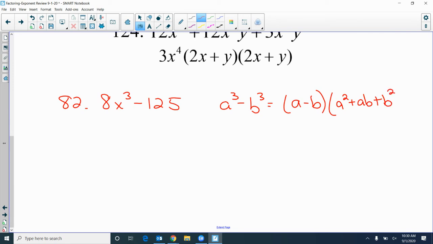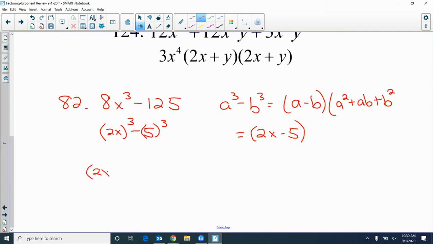All right, what's your a and what's your b? What cube gives you 8x to the third? A few of you just put down the 8x. You remember, you got to think entire quantity. So 2x to the third will give me 8x cubed. And then what's going to give me 125? 5. And so my a minus b is 2x minus 5. You are squaring that 2x.